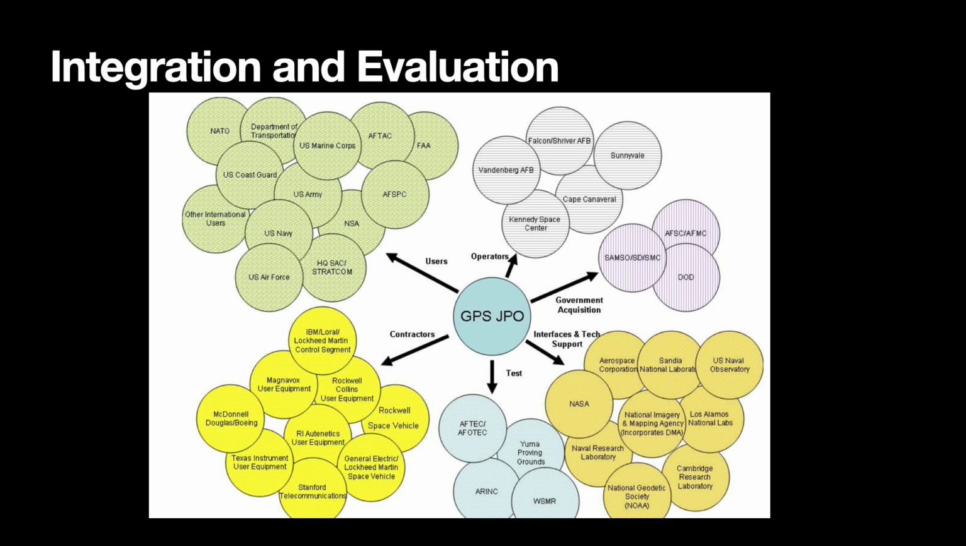We can see in this slide how the JPO managed to maintain communication between the multiple stakeholders. This phase involved a lot of fluidity among the different organizations, which can be seen in this diagram. The program was divided into three separate contracts, one corresponding to each of the three major segments, that is, the space vehicle, the control segment, and the user equipment.